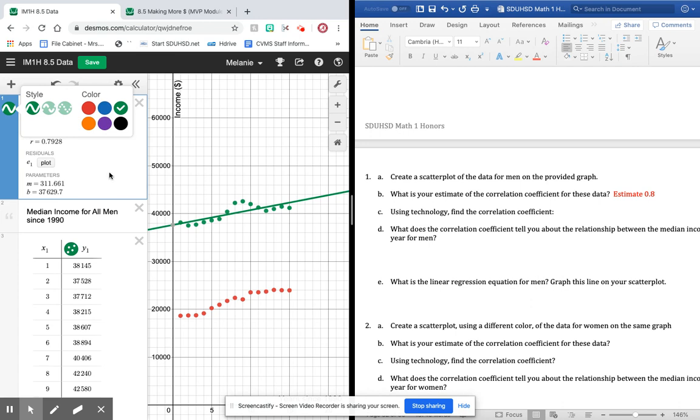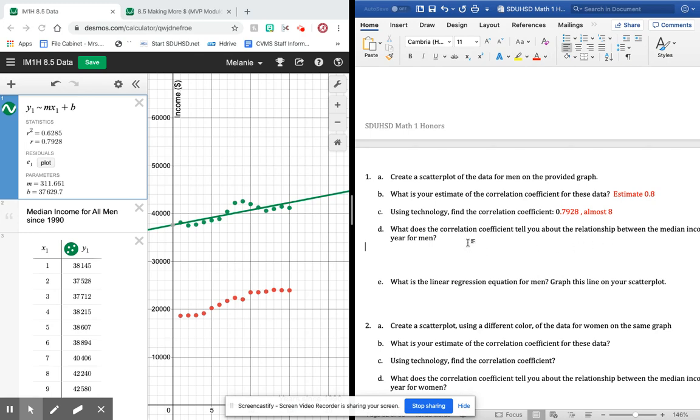Okay, so it gave me my correlation coefficient, which is actually 0.7928. So 0.7928, which is really close to almost 0.8, right? So that's pretty high. I estimated 0.8, and it was really close.